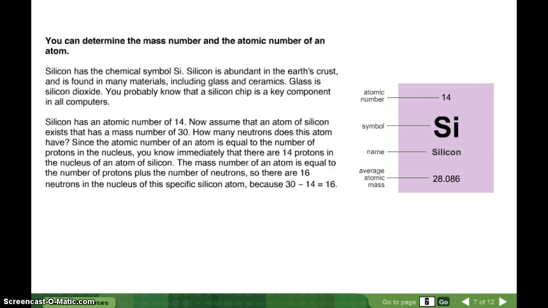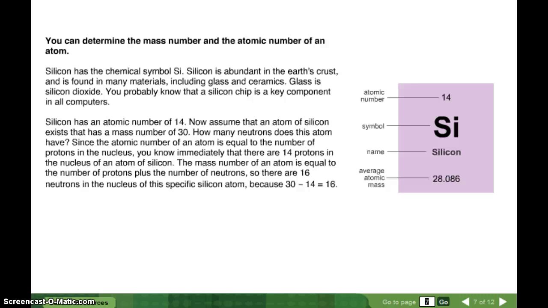You can determine the mass number and the atomic number of an atom. So let's look at another element. Silicon has the chemical symbol Si. Silicon is abundant in the Earth's crust and is found in many materials, including glass and ceramics. Glass is silicon dioxide. So silicon, di meaning 2, oxide standing for what? Oxygen. So it's silicon and 2 oxygens. You probably know that a silicon chip is a key component in all computers.